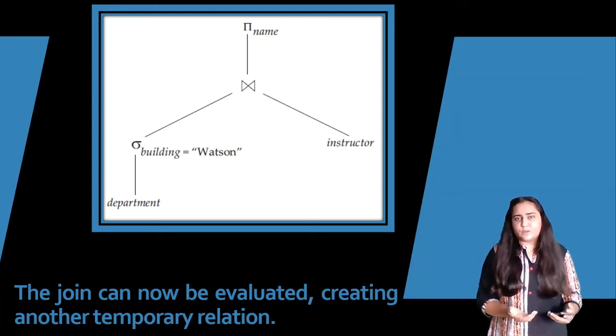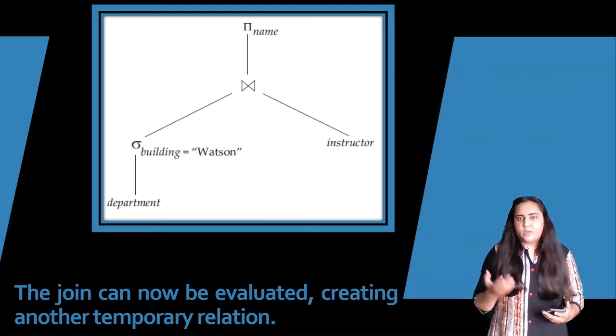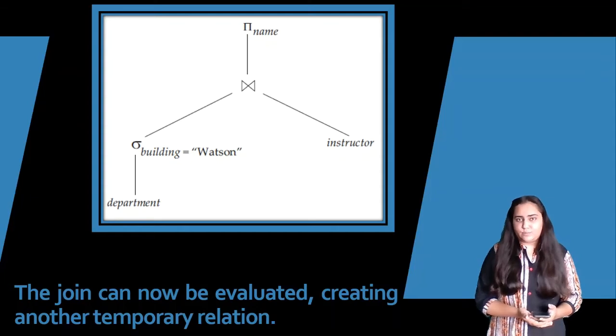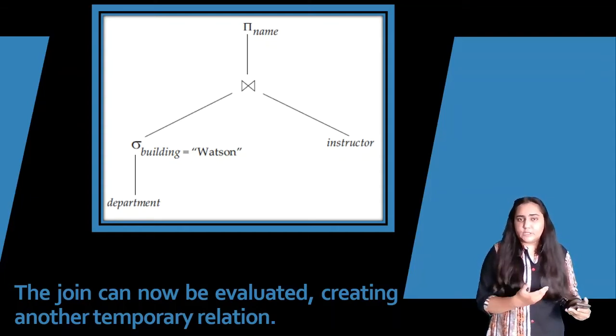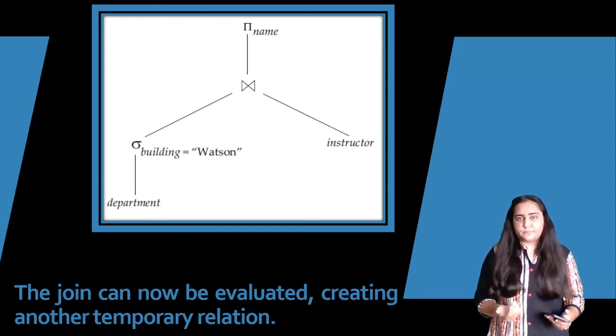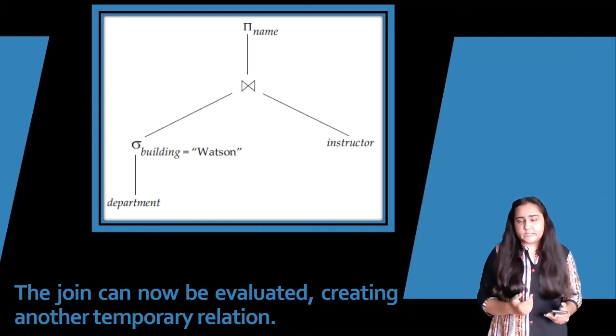It is temporary because once the query is finished, once the whole process of evaluation of query is over, those relations will be removed from the memory, so they are temporary. Whereas relations like department and instructor will still persist in my database even after my query has finished executing.